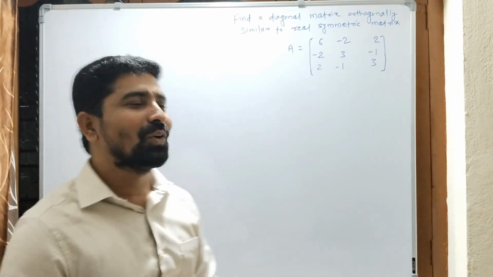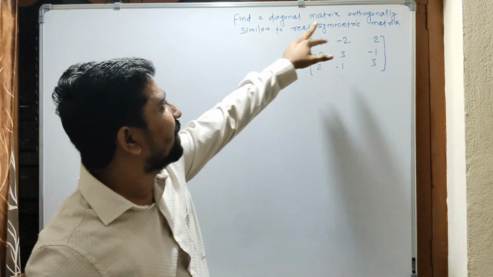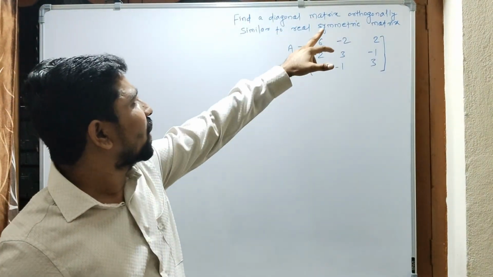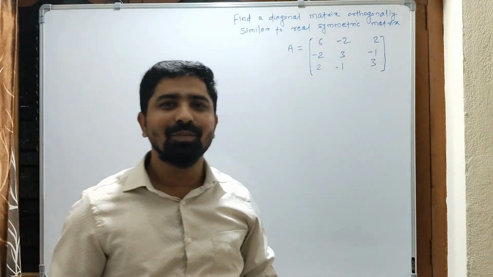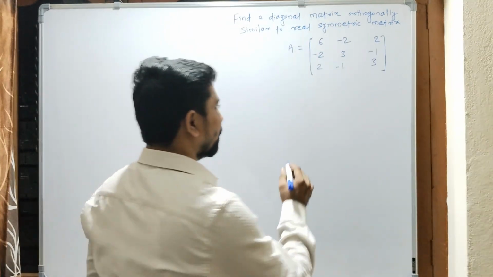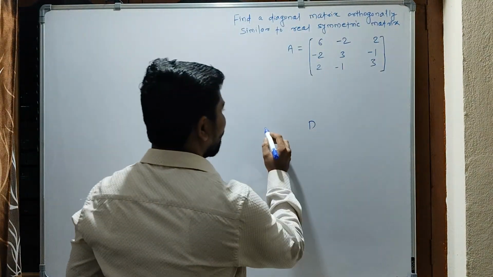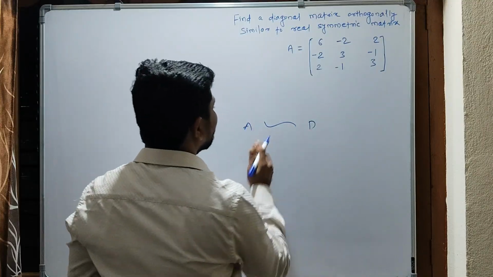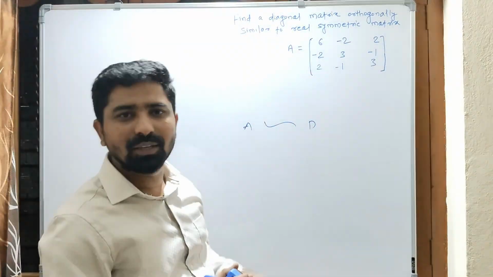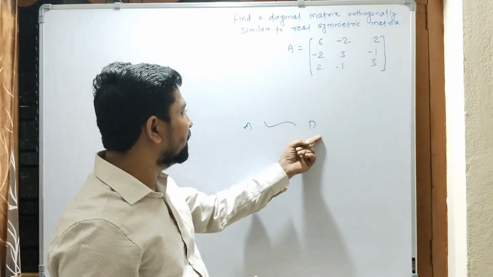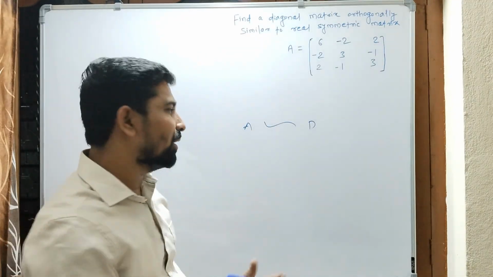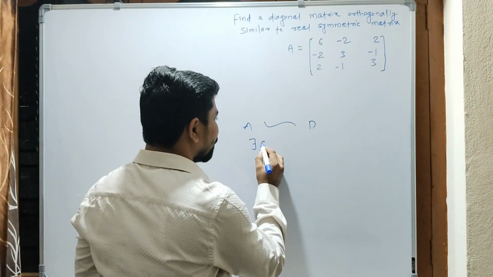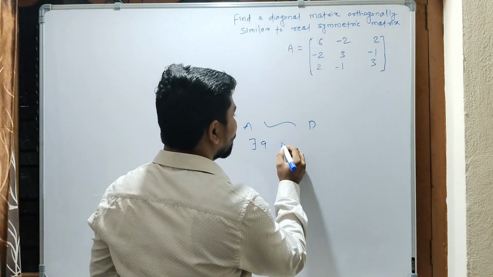Hi friends, in this video, find a diagonal matrix orthogonally similar to the real symmetric matrix. So we have to find this diagonal matrix D, which is orthogonally similar to this real symmetric matrix A. What I mean by this is that D is orthogonally similar to A, so there exists an orthogonal matrix P.